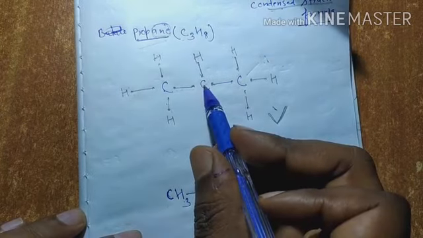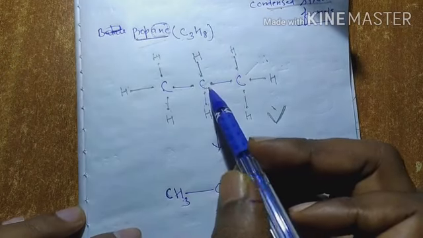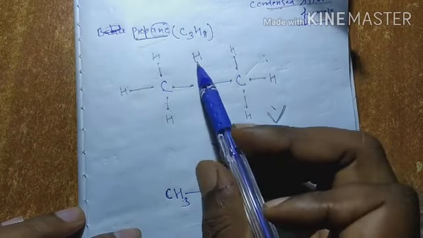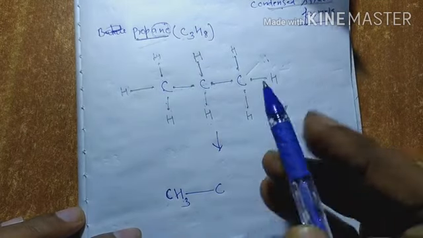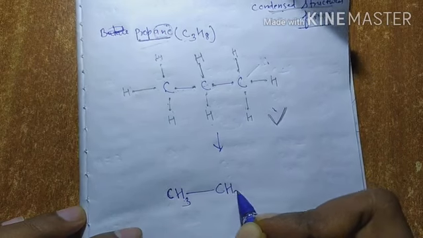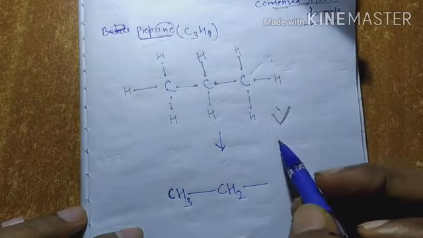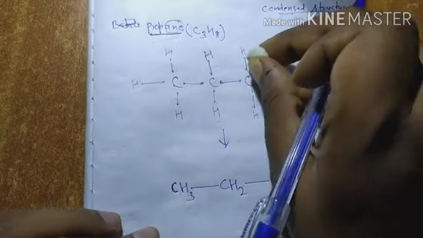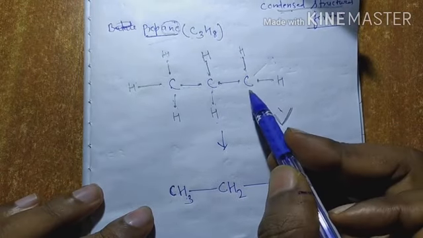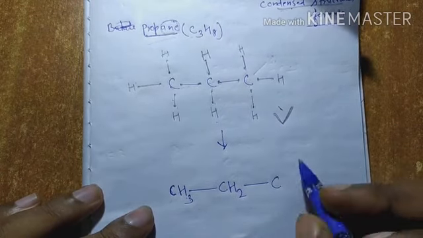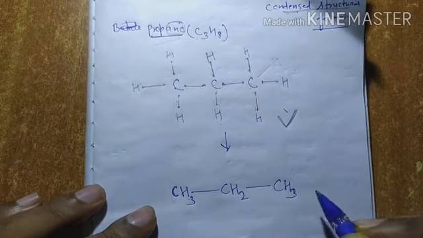Again, write C. From this carbon atom, how many hydrogens are attached? There are only 2 hydrogen atoms attached, 1, 2. So we will write here CH2. This bond you will have to draw here. Now this is C, so write here C. From this carbon atom, how many hydrogen atoms are here? 3, 1, 2, 3. We can write here CH3.